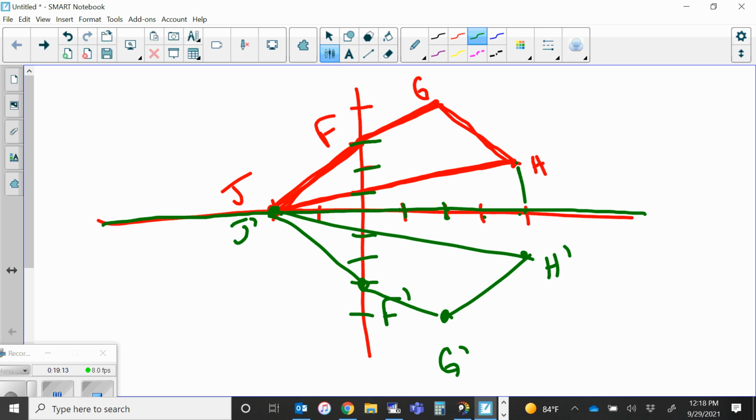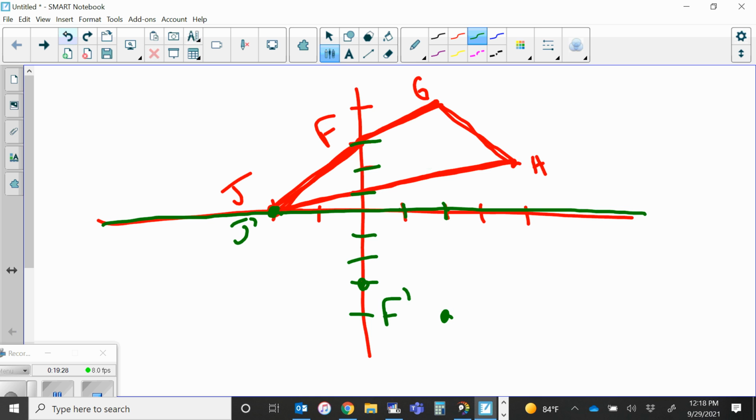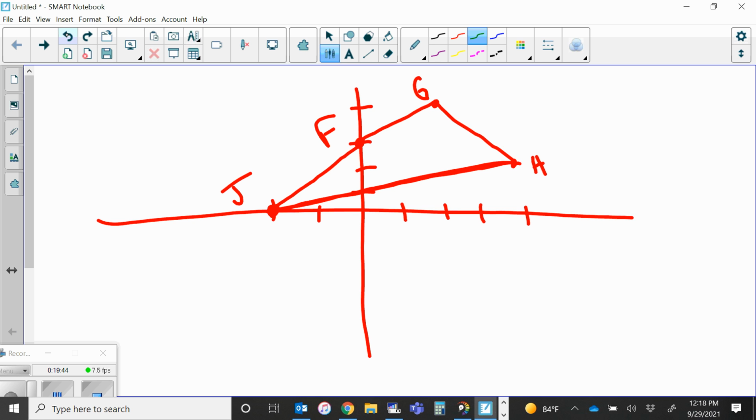Do you see how this distance from here to here, those are the same? From here to here, that's the same. Do you follow, yes or no? All right, flip it over the y-axis then. Same question. Now I want you practicing flipping it over the other axis. So now you're flipping it over this one.